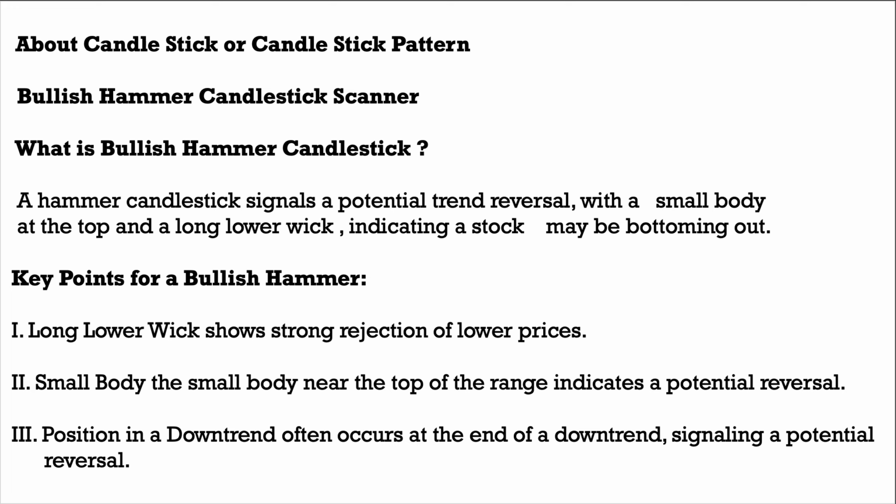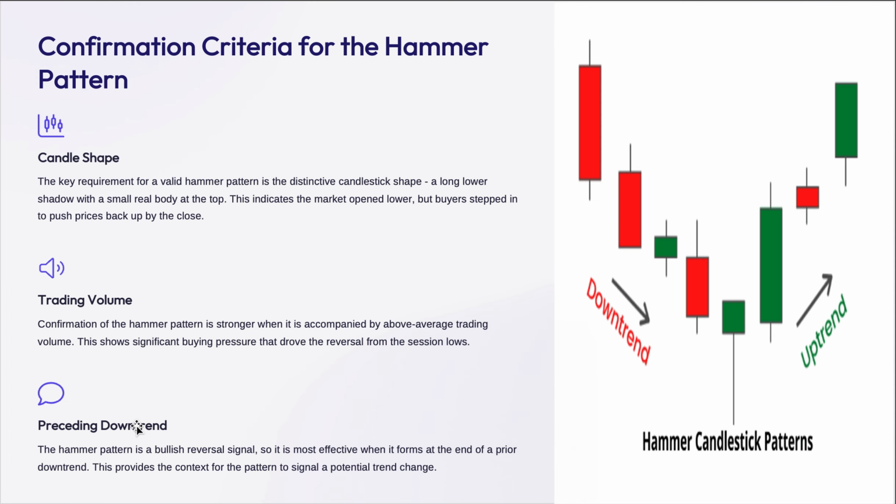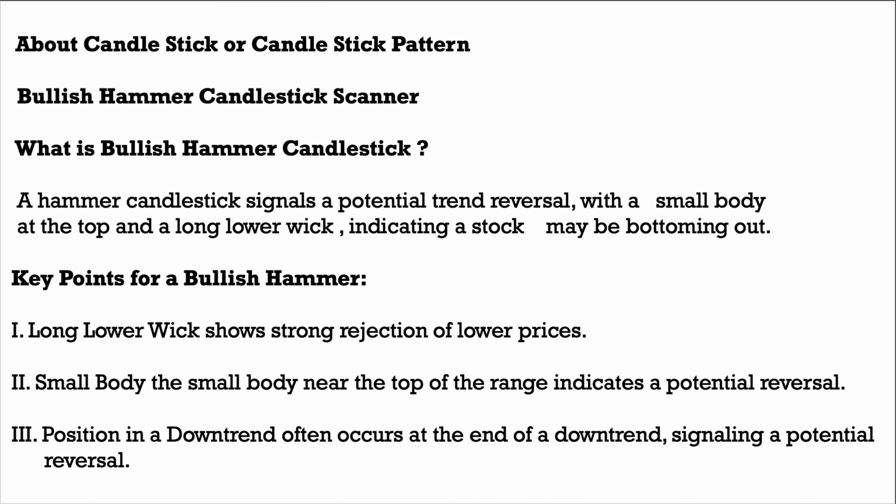The bullish hammer candlestick pattern is a potential trend reversal, with a small body at the top and a longer wick, indicating the stock or underlying asset may be bottoming out. Okay, I think I'm going fast, let me come back. The longer wick shows a strong rejection. People don't try to sell more at the bottoms, they try to buy, because it's already been in a downtrend. The small body near the top indicates a potential reversal.